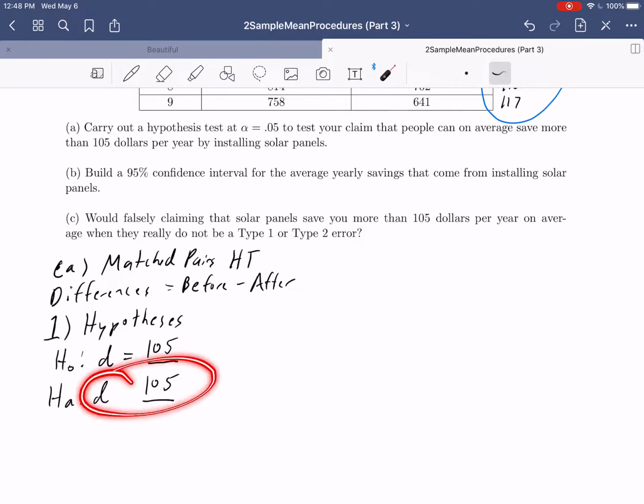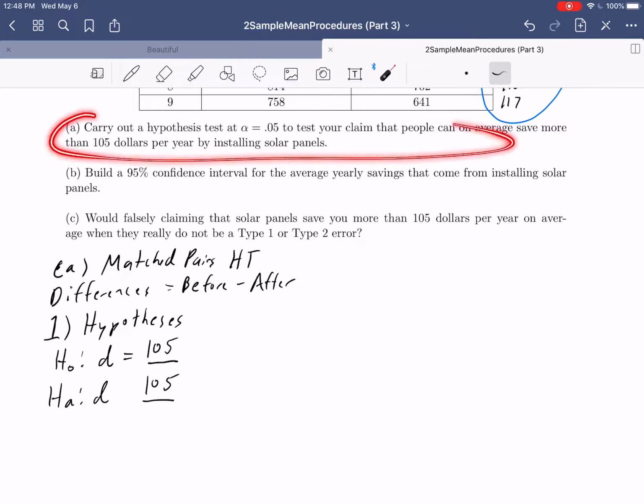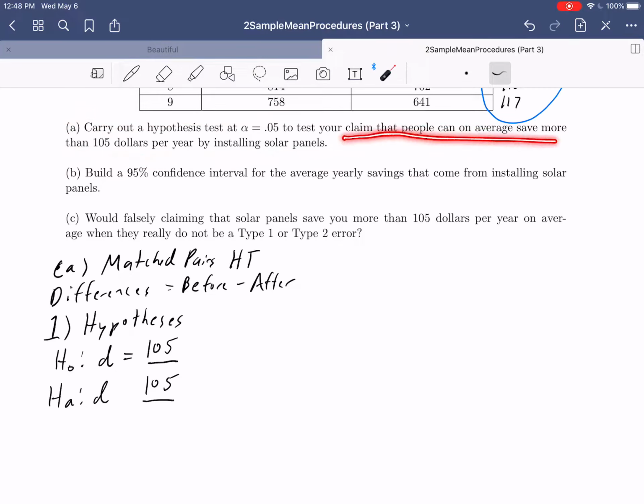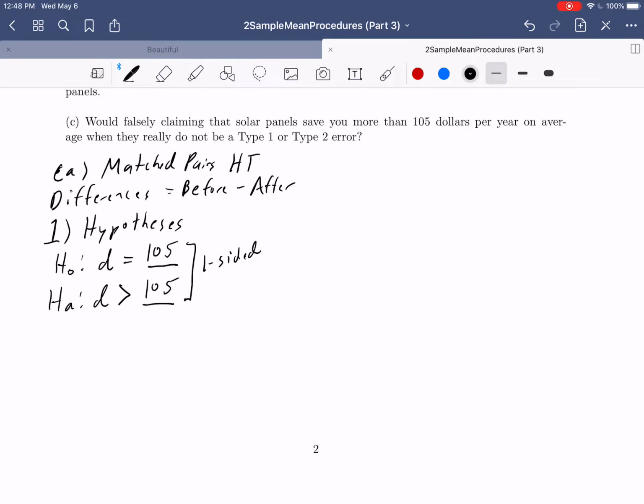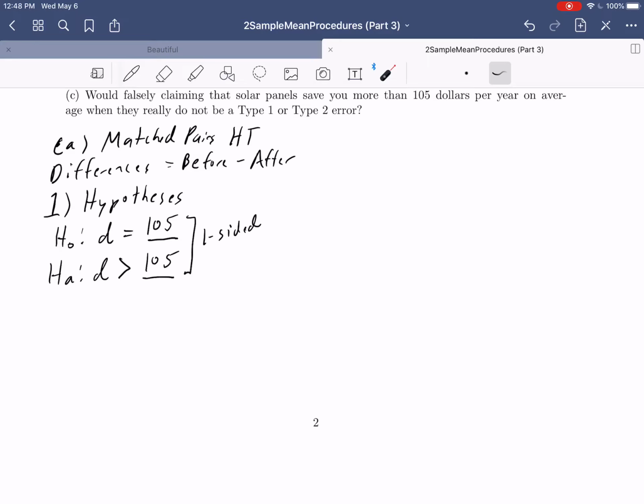What is our claim? Well, if we look at what we're being asked, you can do that from the main text of the problem or just in part A here. It says you want to test the claim that people can save on average more than $105. So since we're saving more than that, we would use a greater than. This tells us that when we go to the p-value part, this will be a one-sided test and a one-sided p-value. So in other words, we're assuming that if our solar panels are just like everybody else's, people should save on average $105, but we're hoping that on average we do better than $105. Okay, let's go ahead and look at the conditions.